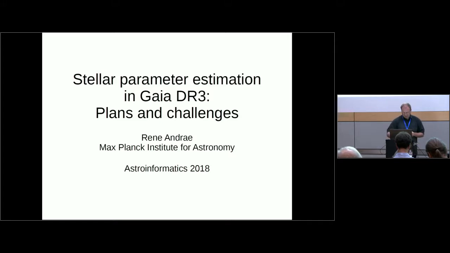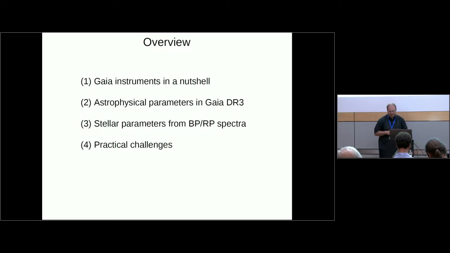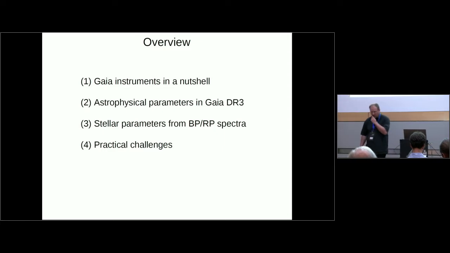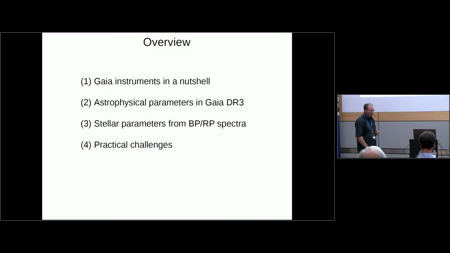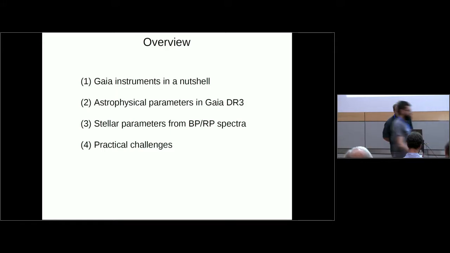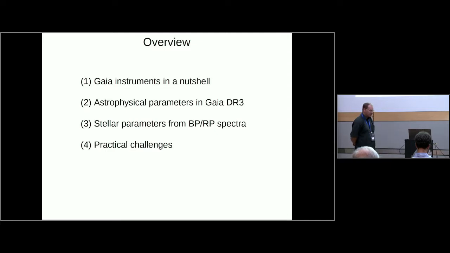So let's get started. I will give you a very quick rundown of the Gaia instrument and its various observables, which are of course the input data to the astrophysical parameter estimation. Then I will focus on what I'm doing in particular, which is the stellar parameter estimation from Gaia's low resolution spectra. And then, if we have the time, I will show you some practical problems that we are facing.